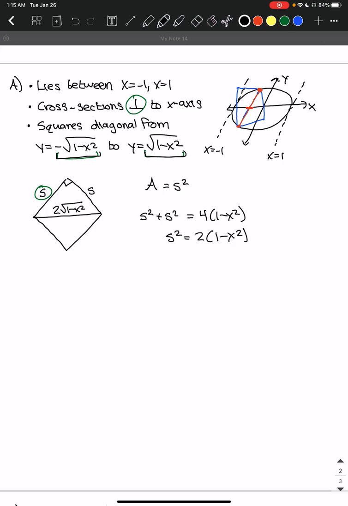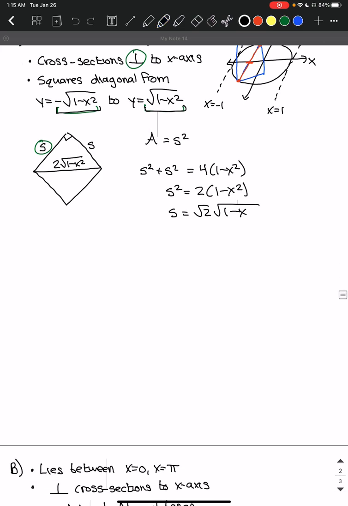And in general, what you'd do is solve for s, which is √2 times √(1 − x²). But if you notice, our formula is already A equals s squared, so we can go ahead and just pop that in there. Okay, so what we've done here is found the area as generally as we possibly can, at any given point in my interval.